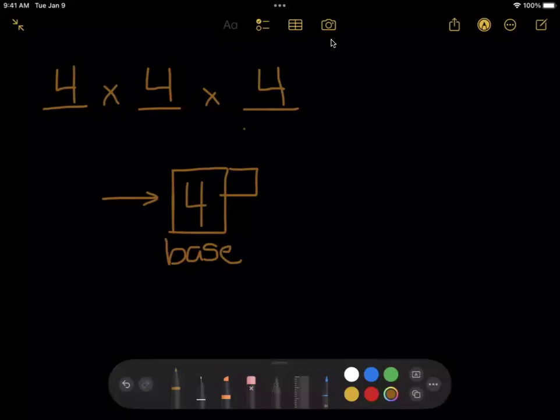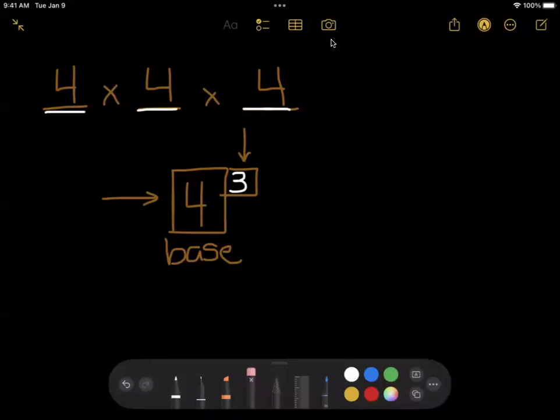The little number here is called the exponential number. This is how many times you're going to multiply the base. In this case, we are multiplying the number 4 1, 2, 3 times. So this number, the exponential number, is a 3. So this is 4 to the power of 3. So that's where the power comes in. Okay, so that's what we're talking about today. We're introducing you to exponents and how they're written.